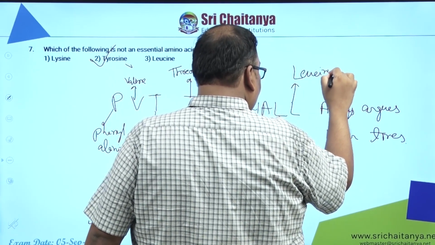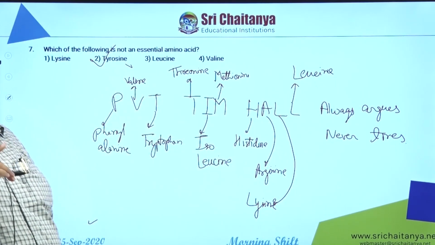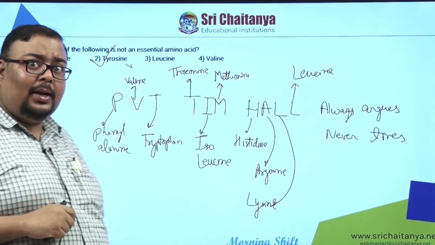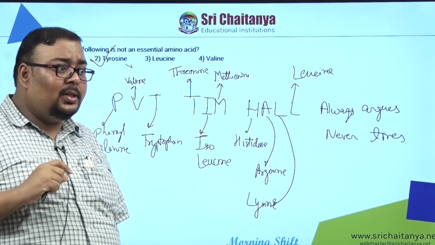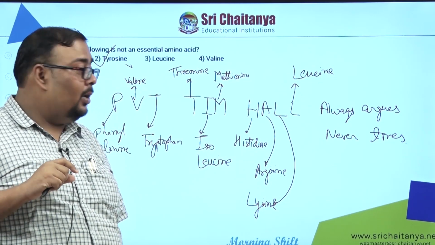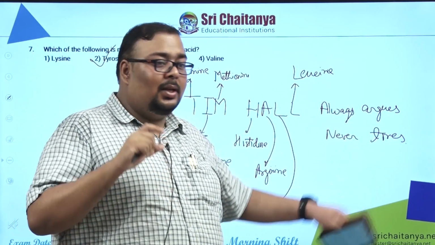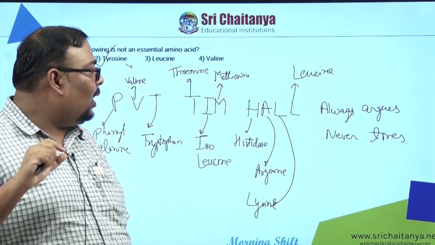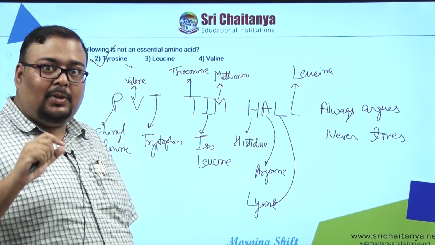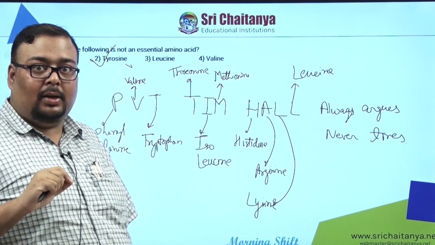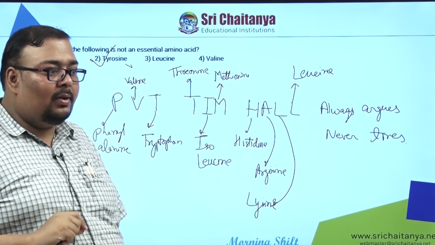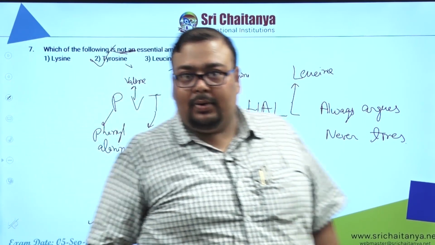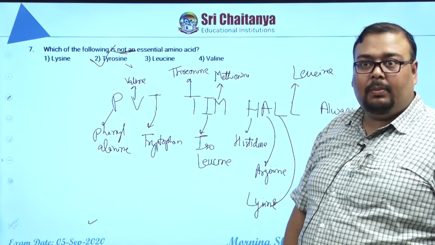Now there are multiple amino acids which start with A. Aspartic acid also starts with A, and arginine also starts with A. So in "always argues", A represents arginine, since argues refers to arginine. And "never tires" means T is not tyrosine. This is important, and this will give you the answer to this question. Not an essential amino acid will be tyrosine. So the answer is option number 2.